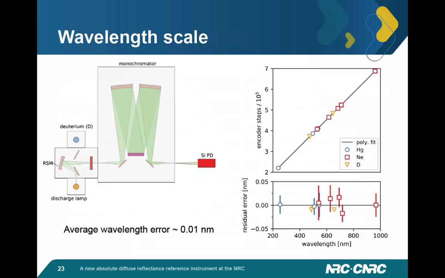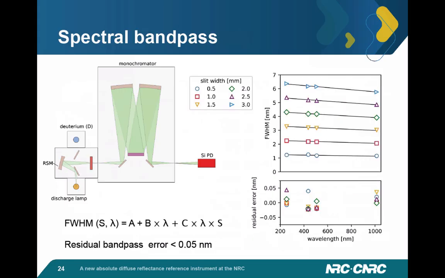We then monitored the output of the monochromator using a silicon photodiode as a function of grating position. By analyzing that data, we end up with a data set that relates these true atomic emission line wavelengths to the position of the grating, which is expressed here in encoder steps. We find that this whole data set can be well described by a second-order polynomial, and that produces these modest residual wavelength errors that are on average about 0.01 nanometers. And by experience, we know that for our application, that's sufficiently small.